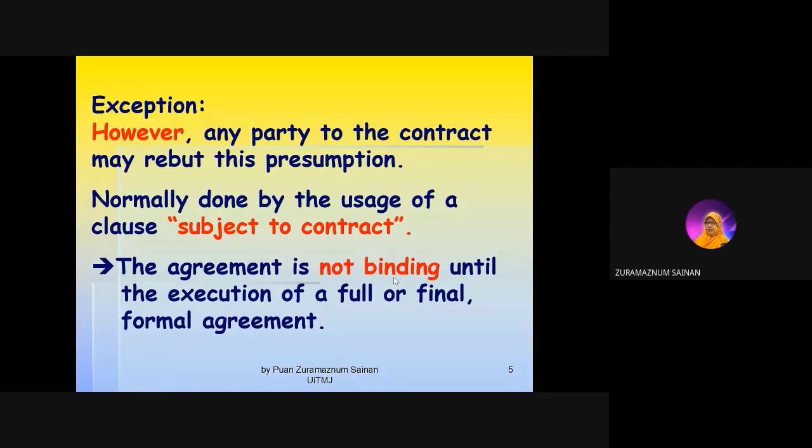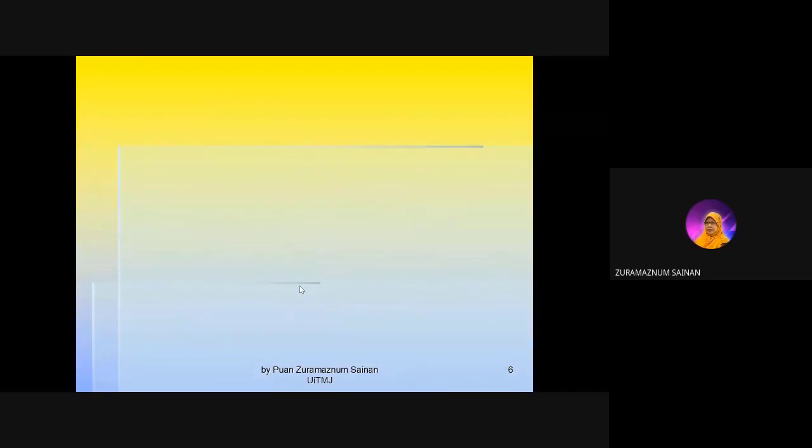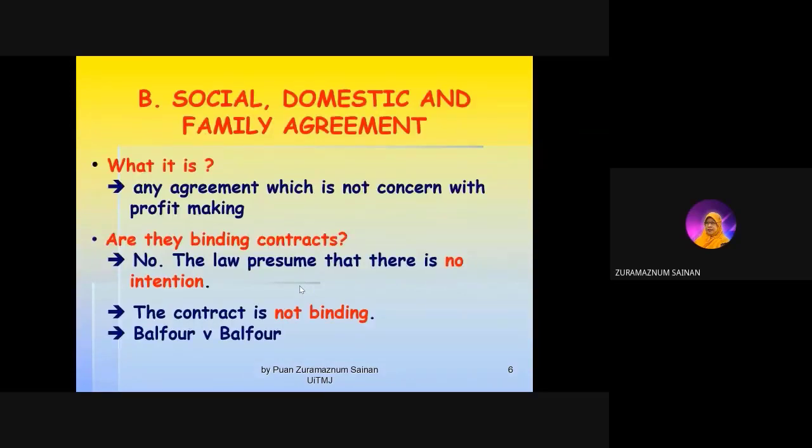Madam. Okay. Alright, so next category of agreement, social. Perjanjian social, okay. Domestic, between family members, okay, ataupun internal agreement with your friends, social agreement with your friends, okay, with your family members, with your siblings, with your parents. All these kind of agreements are, apa dia? We presume there is no intention.